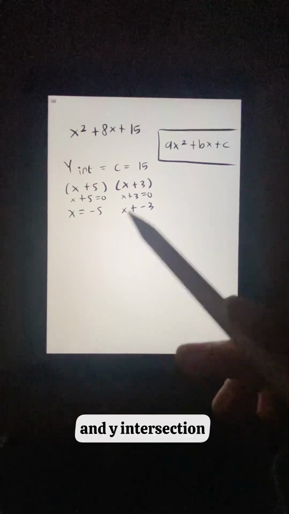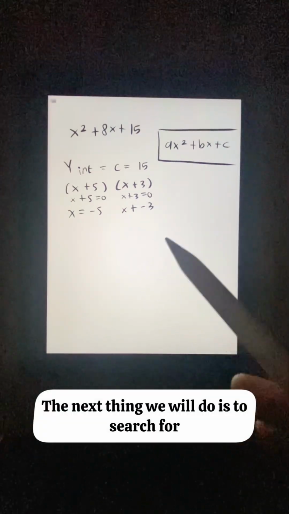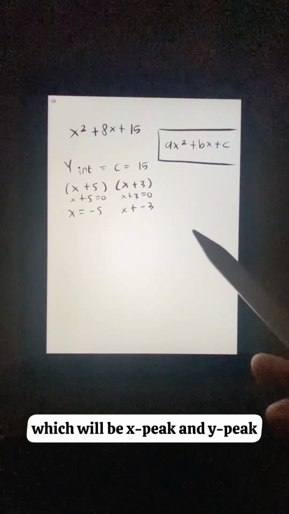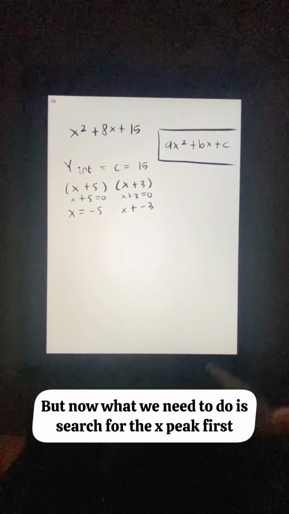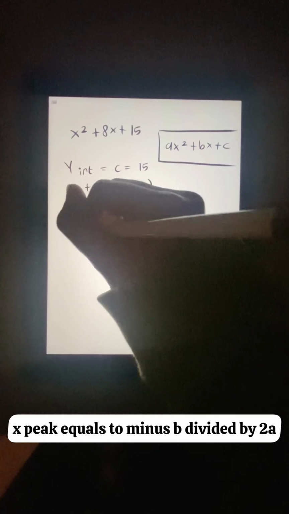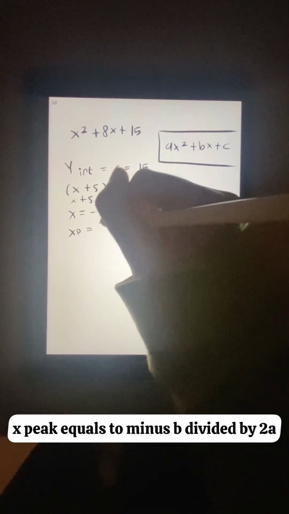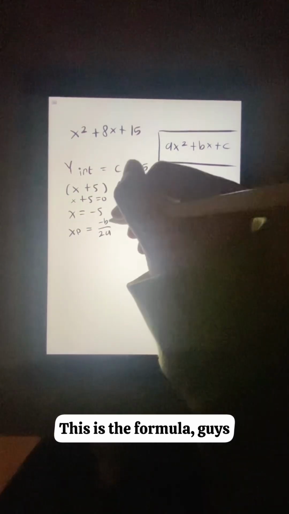After we're done with the x and y intersection, the next thing we will do is to search for the axis of symmetry, which will be x peak and y peak. But now what we need to do is search for the x peak first. Okay, so how are we gonna do it? x peak equals minus b divided by 2a. This is the formula, guys.